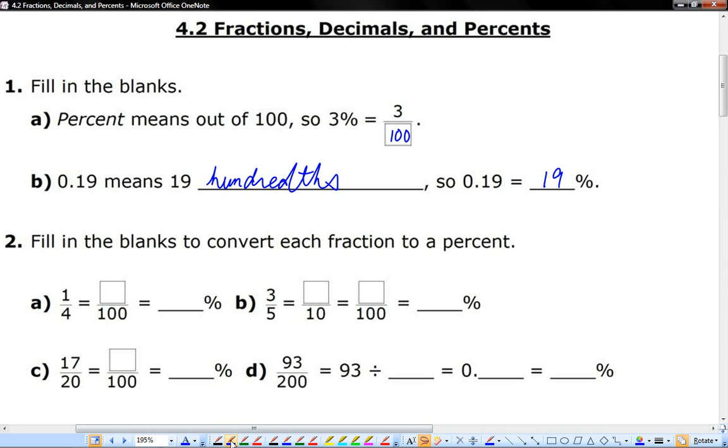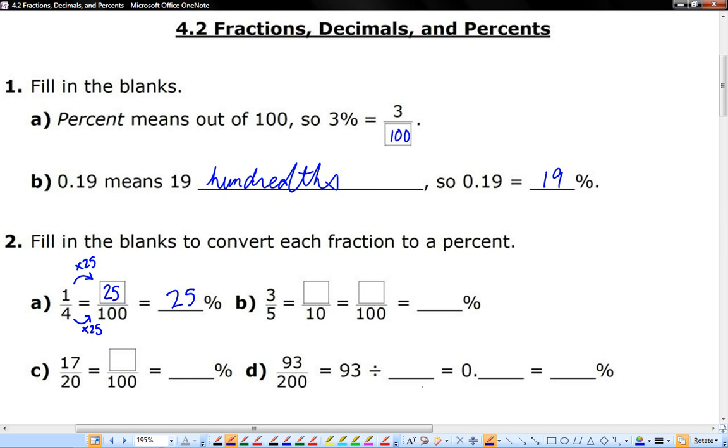So the first way we're looking at here is changing that 1/4 into a fraction with a denominator of 100. And we do that by multiplying the top and the bottom by 25, because it's 4 times 25 that gives us 100. So we do 1 times 25 gives us 25, and since it's 25 out of 100, that means it's 25%.